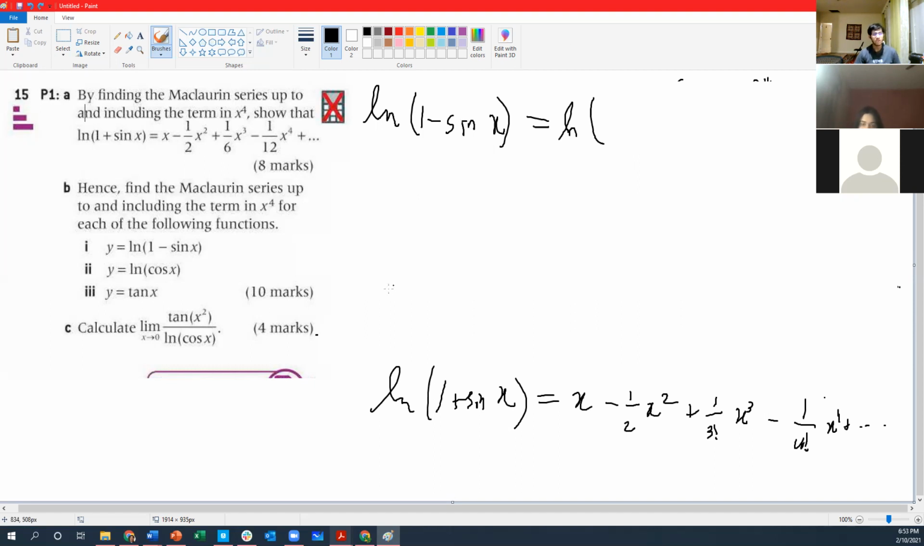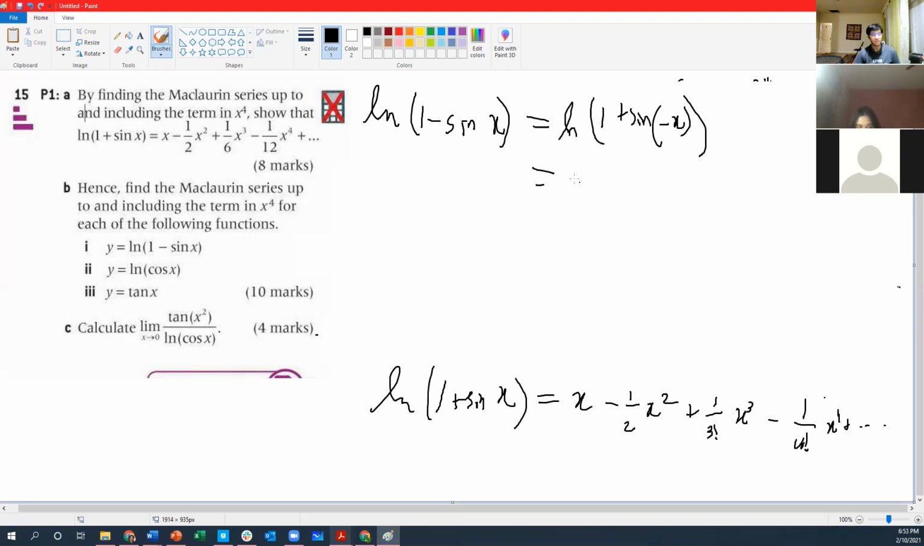What they're actually wanting you to do is push this into this ln of 1 plus sine x form. What you have to recognize is that sine is an odd function. So if I have minus sine x, that's the same as saying 1 plus sine of negative x. Now I've pushed it into this form, ln of 1 plus sine x, and I can just plug in negative x everywhere I see an x.